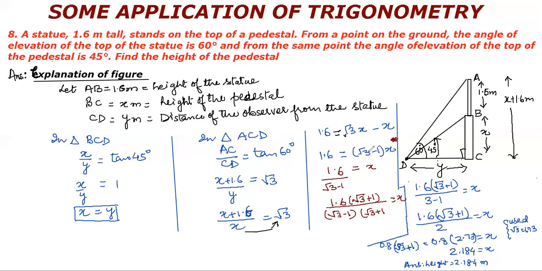You have to solve till the last step. And when you see that even in the last step, this square root 2 or square root 3 is there, then only you are going to put the value. Otherwise, you will not. Okay.